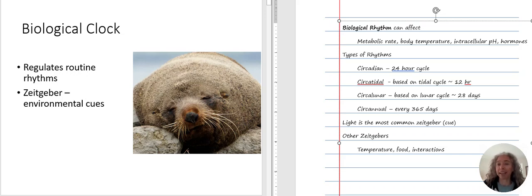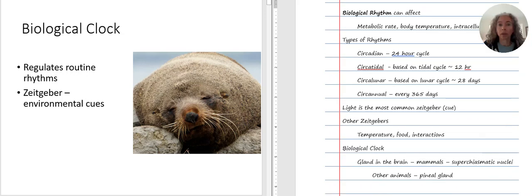Then there are animals that have endogenous rhythms, rhythms that persist in the absence of environmental cues. These endogenous rhythms are controlled by an internal biological clock. The biological clock is generally part of the nervous system that responds to environmental cues and releases hormones to regulate patterns. Vertebrates have a gland in the brain that controls the rhythms, while insects and other invertebrates have structures in the eyes that regulate their patterns.